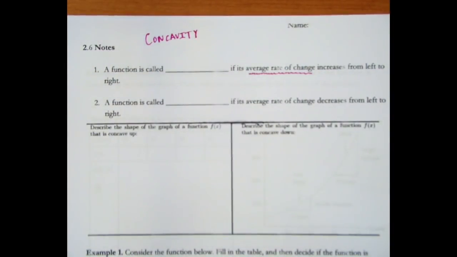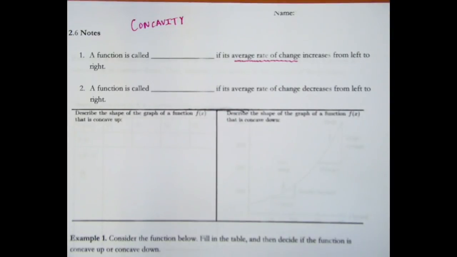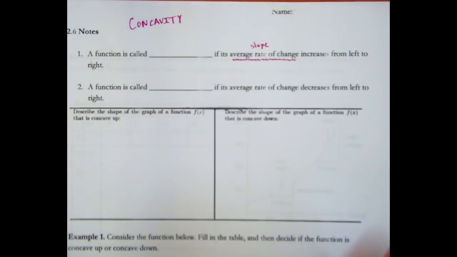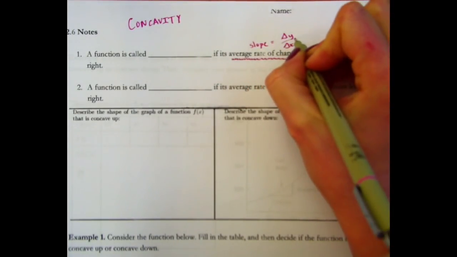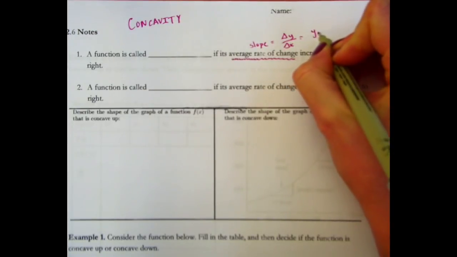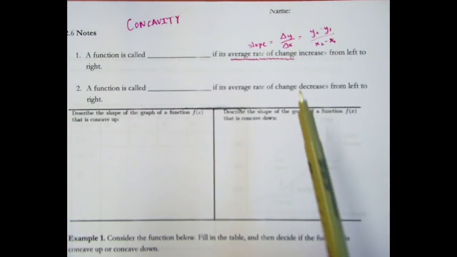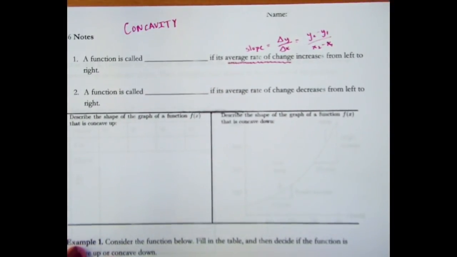Okay, so what does concavity mean? A function is called blank if its average rate of change increases from left to right. So we know average rate of change from the beginning of class today. We reviewed that this is the same thing as slope, which is the same thing as change in y over change in x. We practiced calculating that as y2 minus y1 over x2 minus x1. So what does it mean for a function if the rate of change actually increases from left to right as x values get bigger? What we call that in math is concave up.